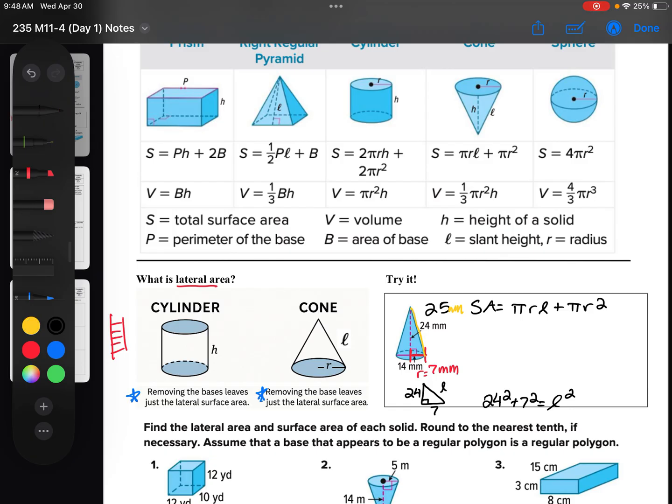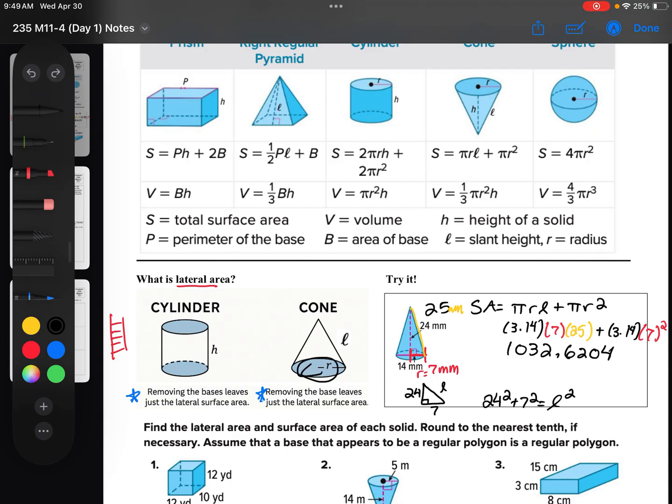So now I can go ahead and plug everything into the formula. It's going to be 3.14 times the radius, which is 7, times the slant height, which is 25, plus pi r squared, so 3.14 times 7 squared. I can type all of this into the calculator. So 3.14 times 7 times 25, and I get 1032.6204. The one thing you have to do is remove the area of the base.